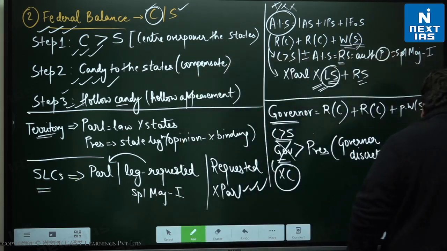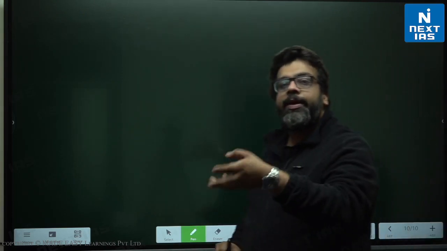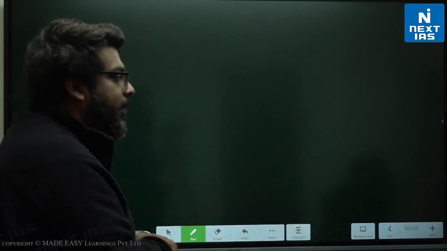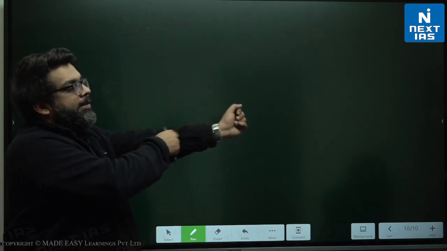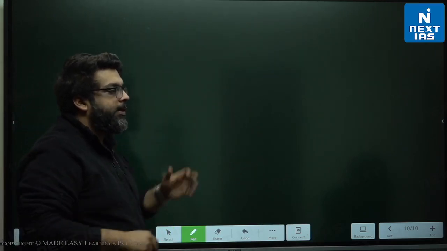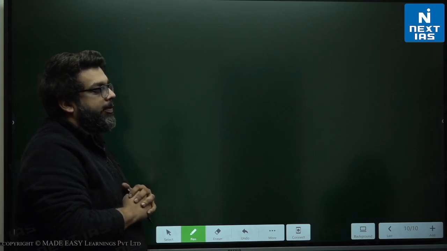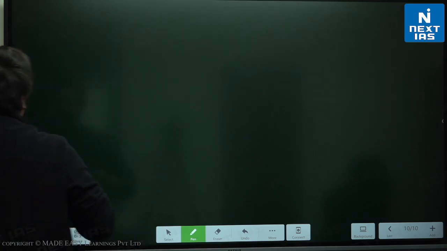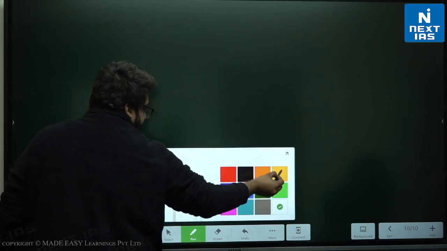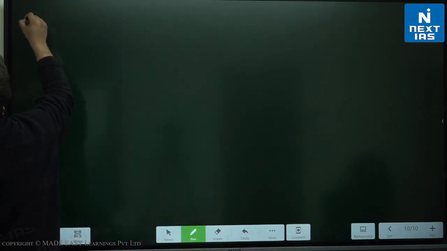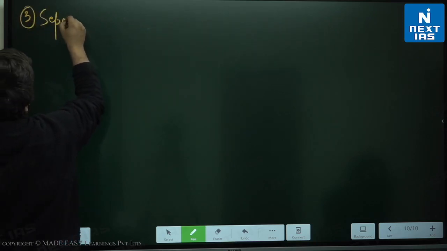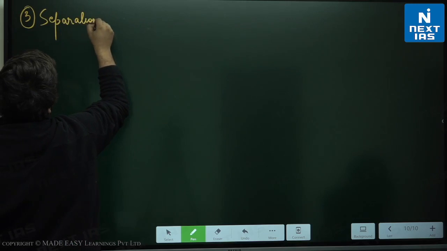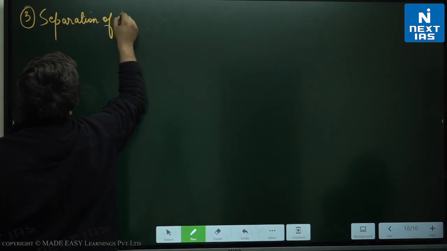Now, we move to the third and the fourth rule, which I told you we are going to be discussing together. So let us see what it is that we are talking about. The third rule is separation of powers.